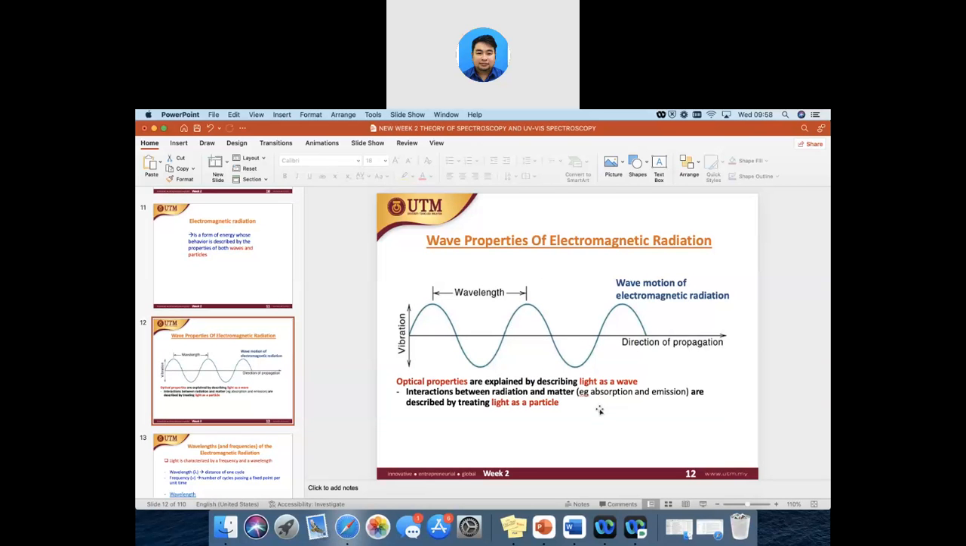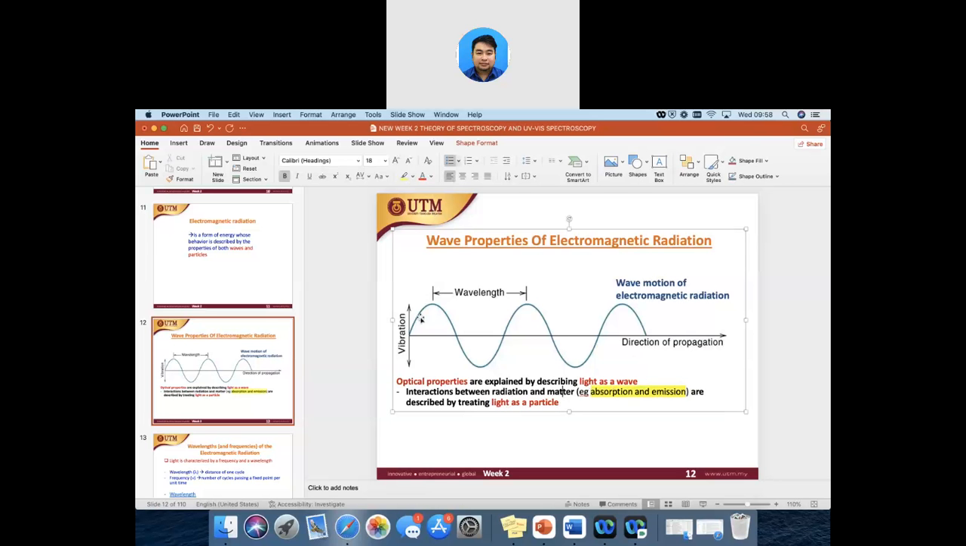The interaction between radiation and matter. So now we have itemized what kind of interaction from our analyte towards the electromagnetic radiation. Okay. So the interaction might be in terms of absorption, emission, or scattering. Okay. So are described by treating light as a particle.